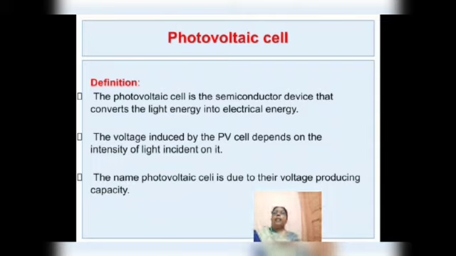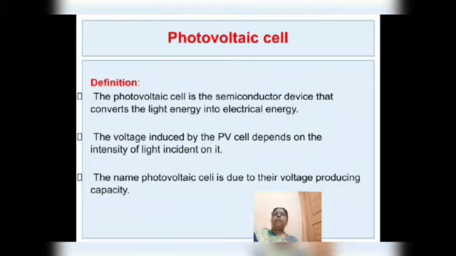Another type of cell is known as the photovoltaic cell. The main difference between the photoemissive cell and the photovoltaic cell is: in the photoemissive cell we use a glass tube, in the photovoltaic cell we use a semiconductor. Therefore, the definition of the photovoltaic cell is: the photovoltaic cell is a semiconductor device that converts light energy into electrical energy.